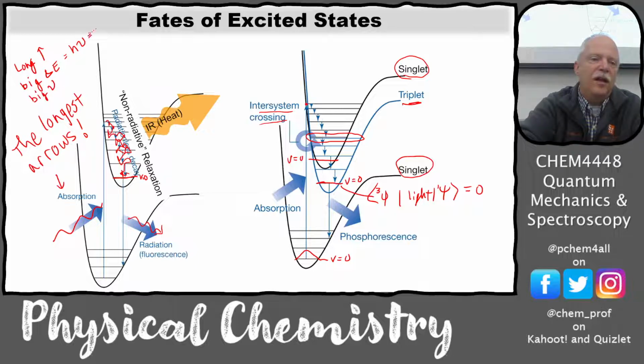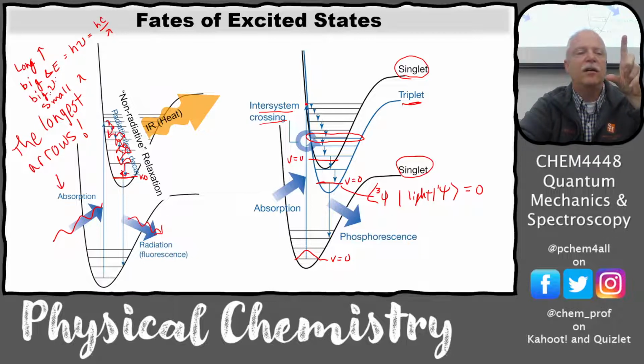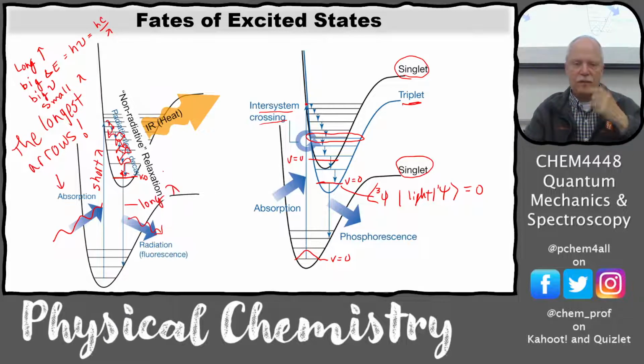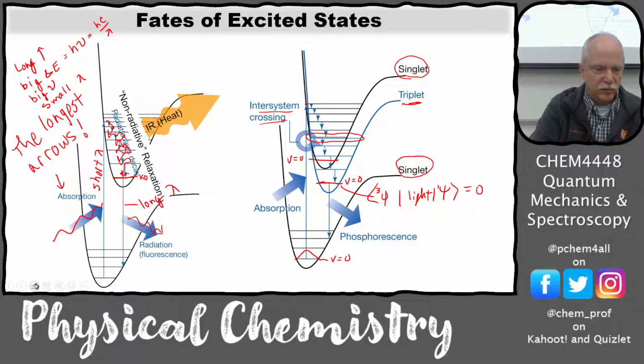And what's nu? It's c over lambda, hc over lambda. So small wavelength. So that's what I was trying to get to. As the arrows get longer, the delta E gets bigger, the frequency gets higher, and the wavelength gets smaller. So this is going to be the short wavelength, and this is going to be long wavelength. And I want to really emphasize that.